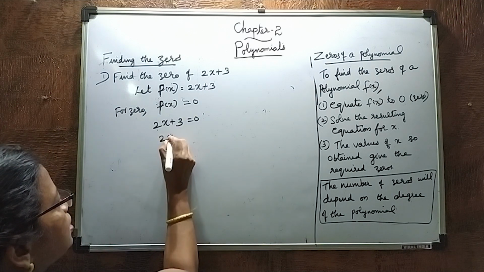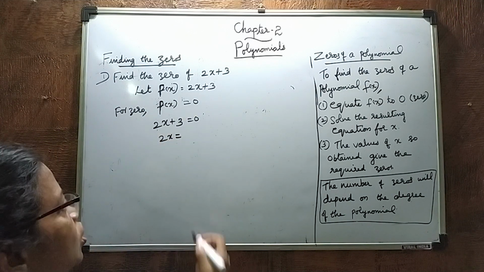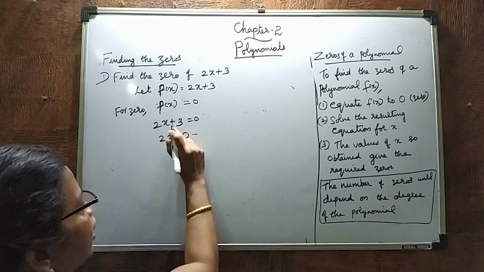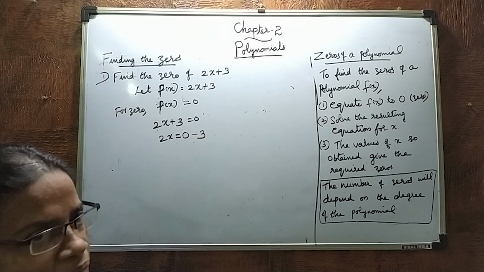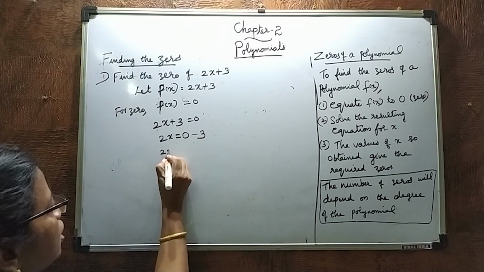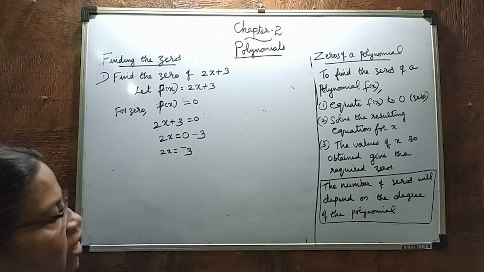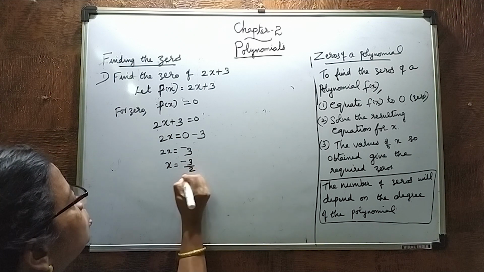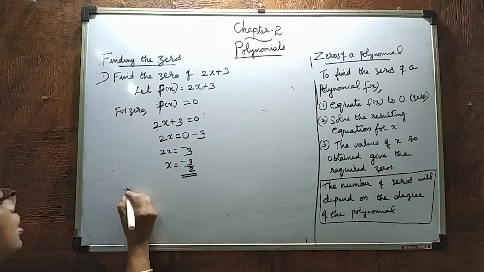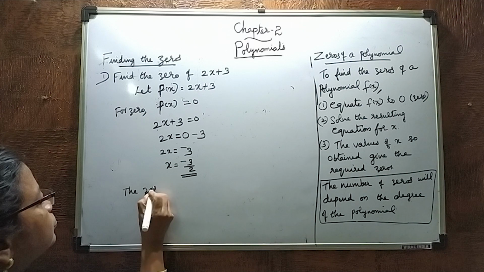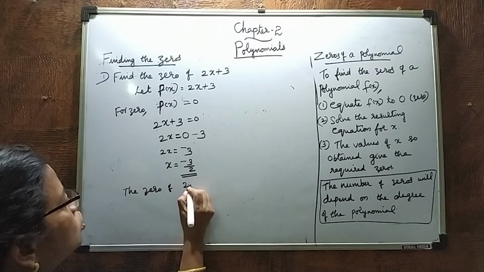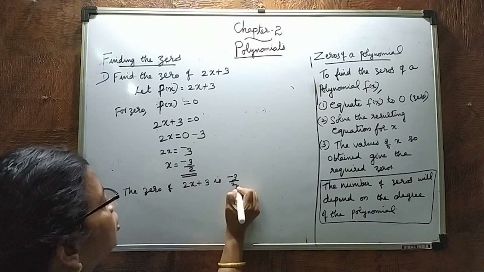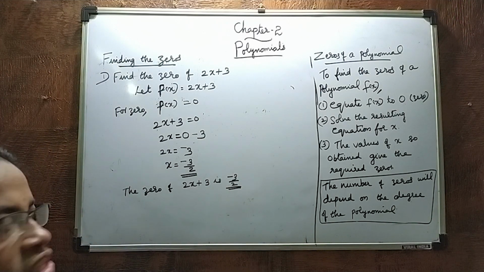So 2x equals, what should you do? Take this 3 to the other side, and 0 is there already. When it goes to the other side, it will be minus. So it is 2x is equal to negative 3. What is x then? x is equal to negative 3 by 2. Now look, the zero of 2x plus 3 is negative 3 by 2. This is the answer you have to find out.